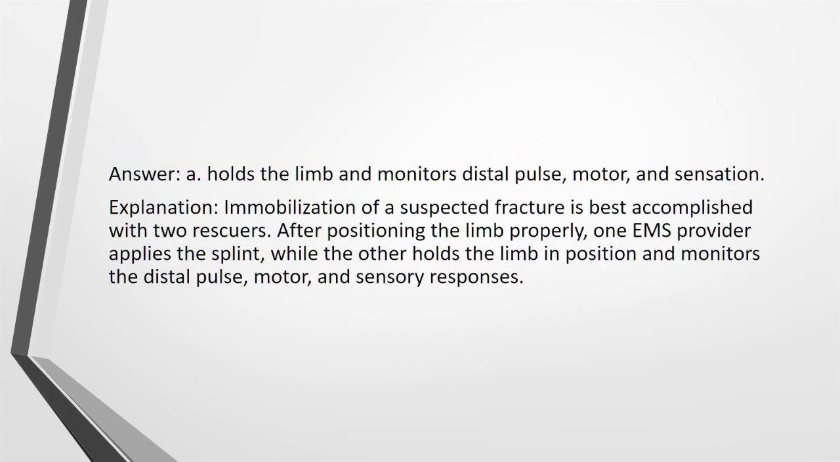A. Holds the limb and monitors distal pulse, motor, and sensation. Explanation: immobilization of a suspected fracture is best accomplished with 2 rescuers. After positioning the limb properly, one EMS provider applies the splint, while the other holds the limb in position and monitors the distal pulse, motor, and sensory responses.